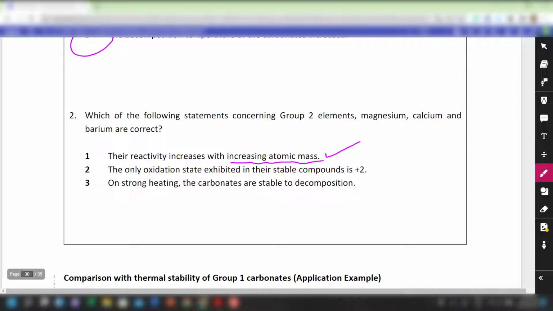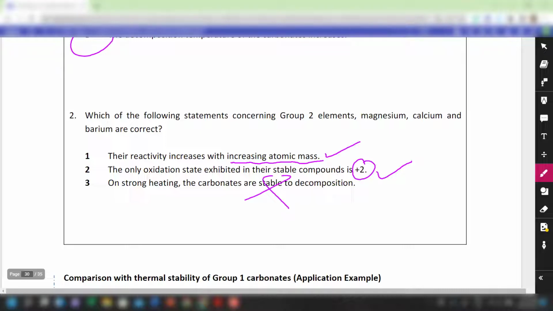The only oxidation state exhibited in their stable compounds is +2. This is correct as well because this is a characteristic of group 2 elements. On strong heating, the carbonates are stable to decomposition. This is nonsense. They are definitely not stable to decomposition. So I'm going to choose options 1 and 2.